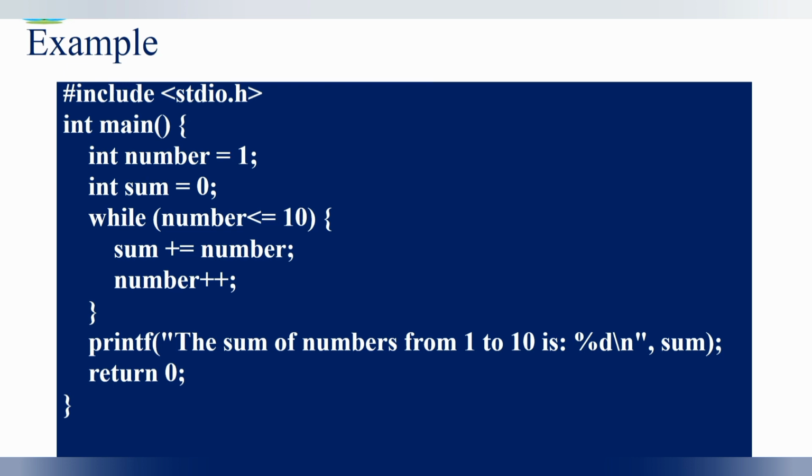Finally, the printf function is used to display the calculated sum of the numbers from 1 to 10. The return 0 statement signifies the end of the main function and the successful execution of the program. By using a while loop, the program starts from 1 and keeps adding the current number to the sum variable until it reaches 10. After the loop ends, the program displays the sum of the numbers from 1 to 10.